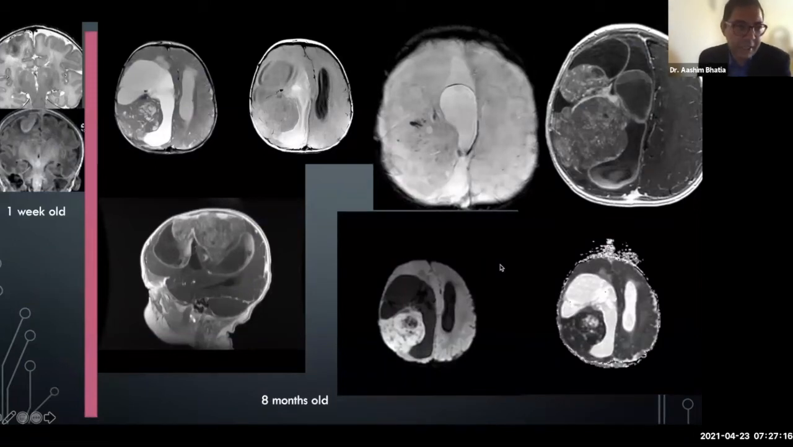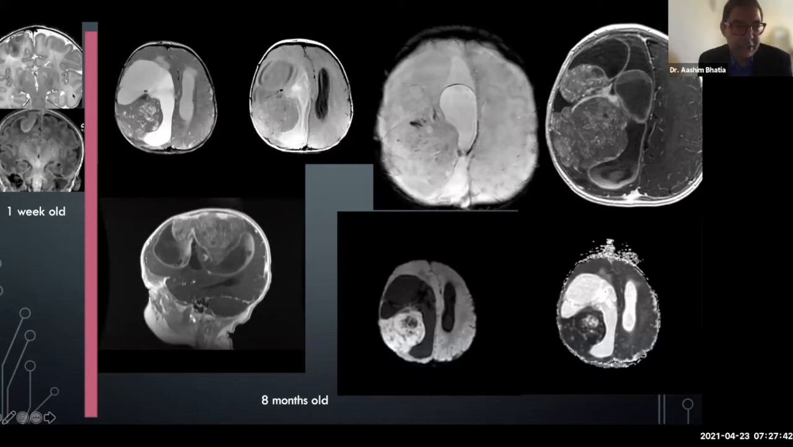And this is the case I was saying, usually this is how they present, but this patient was actually imaged for another indication early on, at 1 week of life. And you can see in the right parietal lobe near the cortex, there's this abnormal signal. Here's a coronal T2, T1 showing some abnormal signal. And just within 8 months, look how large this developed.